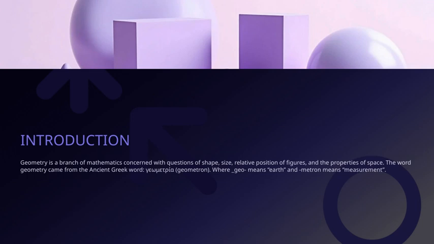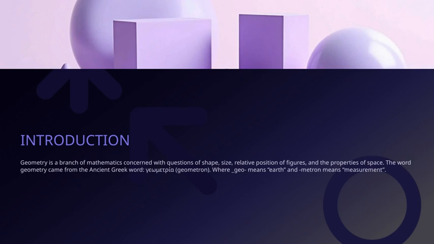Now, the word geometry actually comes from the ancient Greek language. It's derived from the word geometron. Breaking that down, geo means earth and metron means measurement. So originally, geometry was about measuring the earth, like land boundaries or the surface of the earth itself.